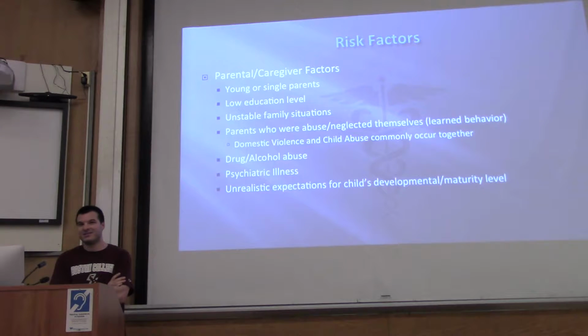And then domestic violence and child abuse commonly occur together. It's another thing to think about. If a kid comes in abused, you should screen the parent, make sure there's not domestic violence going on between the parents in addition to the child. Any parent or caregiver with drug or alcohol abuse. Any psychiatric illness, you're more likely to abuse your child. And any unrealistic expectations for the child's maturity level. Parents who think that their 1-year-old should be potty trained get really pissed off when they keep soiling their underwear.